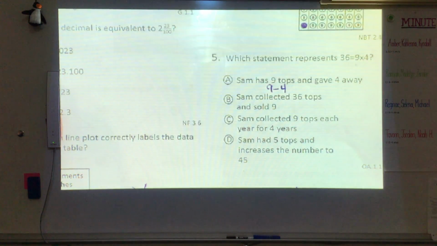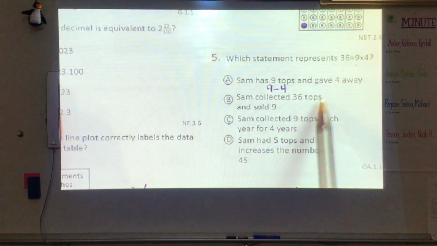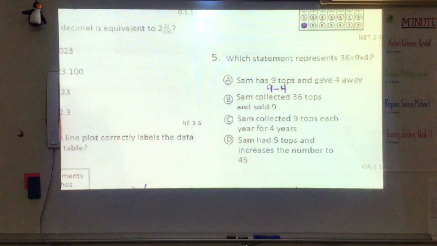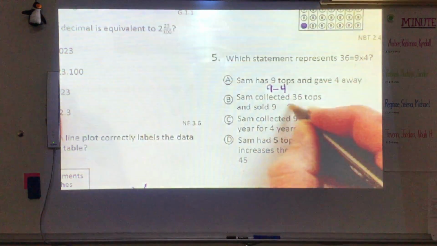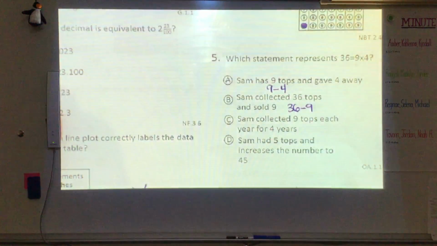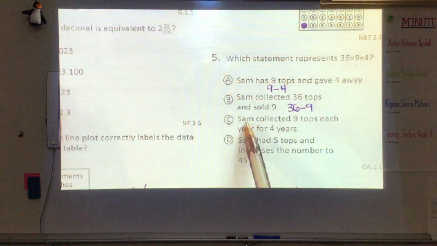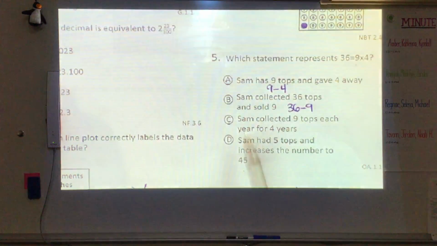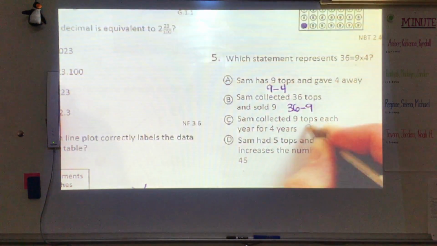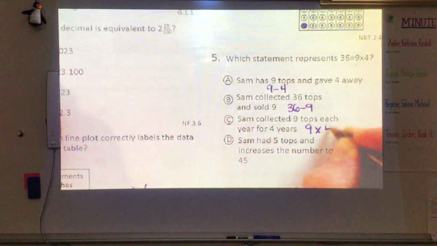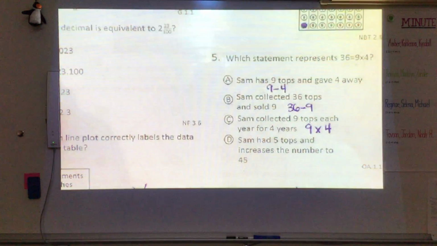What if I told you Sam collected 36 tops and sold 9? Well, he had 36, but he got rid of 9. That's another subtraction problem, 36 minus 9. That's not it either. What if I said Sam collected 9 tops each year for 4 years? Oh, well, I could do 9 times 4 because 9 each year times 4 years. And that would give me 36. That sounds like our winner, but let's just double check.